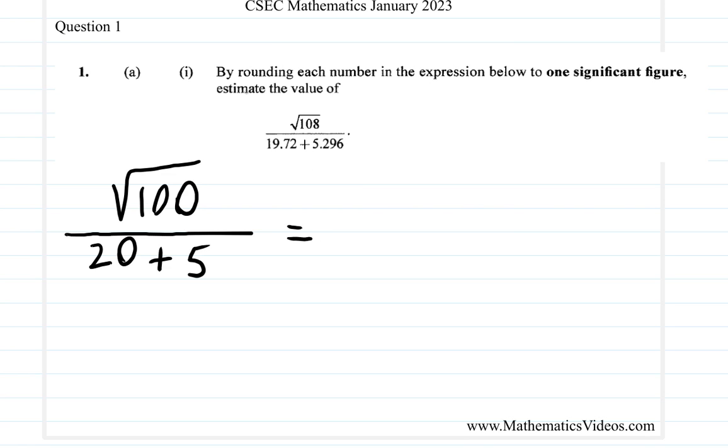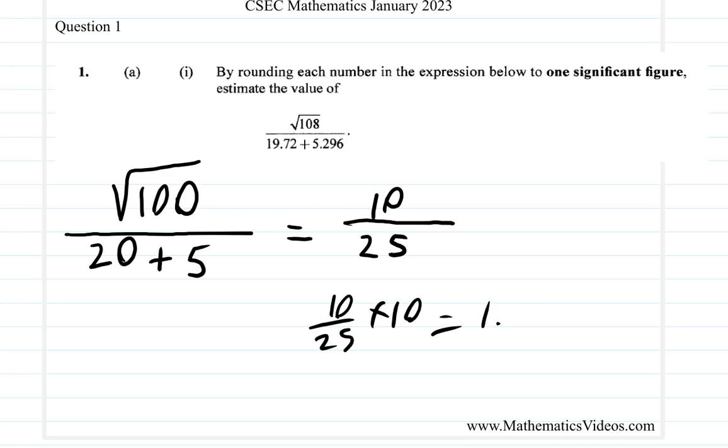So notice they say estimate. That means what you're going to get is not exact. So that's that. Square root of 100 is 10 divided by, and this would be 25. Now, without using a calculator, what would this amount to? You can consider, suppose you have 10 over 25 and you multiply it by 10. You have 100 over 25. And you remember what 100 over 25 is? It is 4.